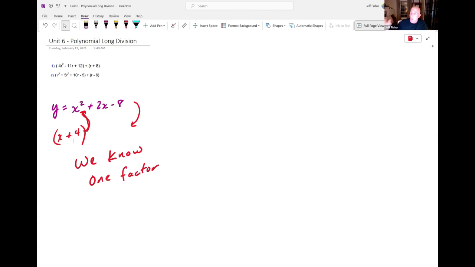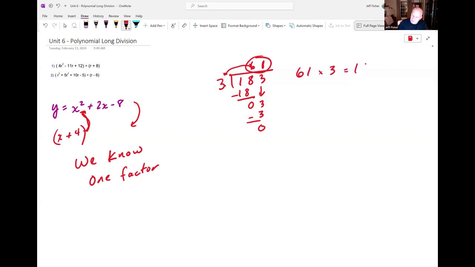So let's try and learn how to do long division of polynomials. It's very, very similar to doing long division of numbers, right? We remember if we're going to put 3 into 183, 3 into 18 goes 6 times. 6 times 3 is 18. We subtract, we get 0. We bring down the 3. 3 times 1 is 3, and we have a remainder of 0. So we have 61 times 3 equals 183. That's a reminder of how to do long division.